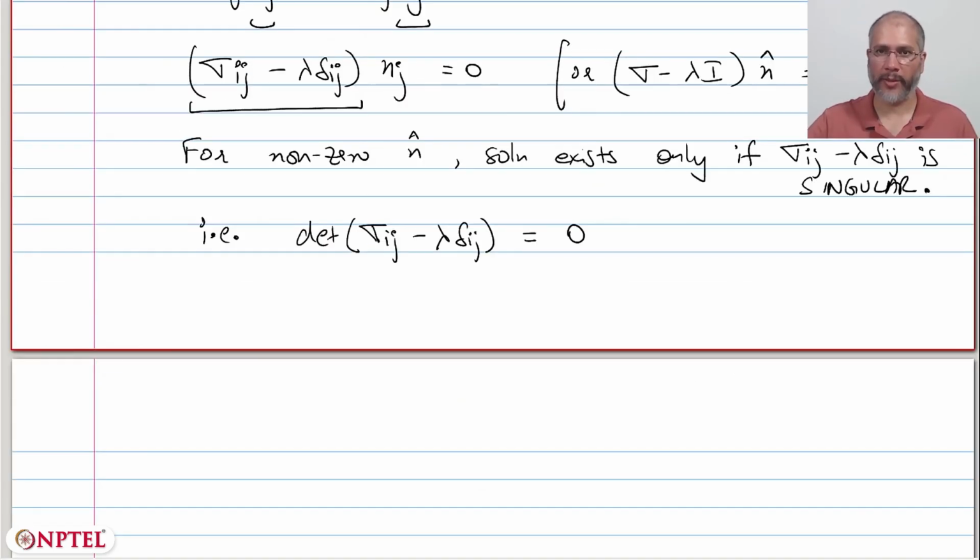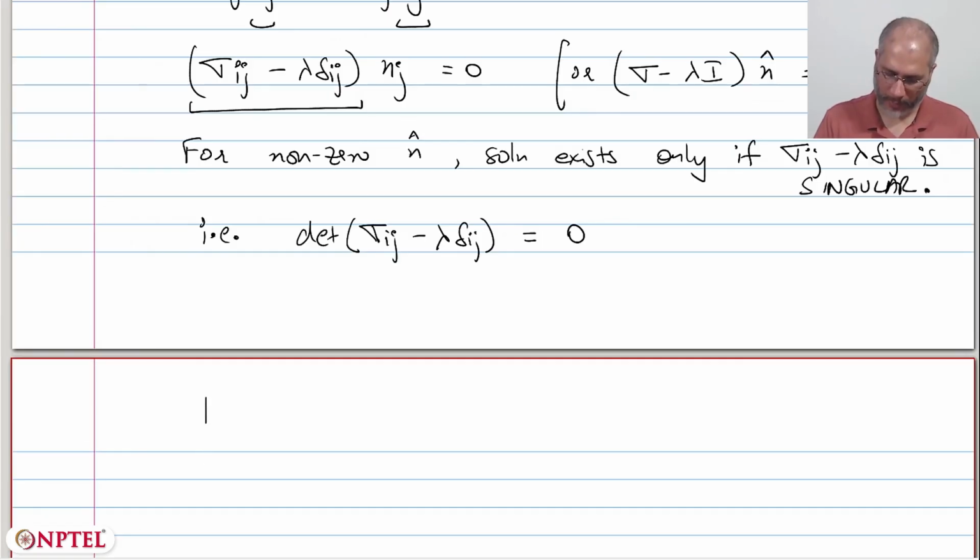Let us expand this determinant. So we can write sigma 11 minus lambda, sigma 22 minus lambda, and so on. Only the diagonal terms will have a minus lambda because the lambda is multiplied to the identity.